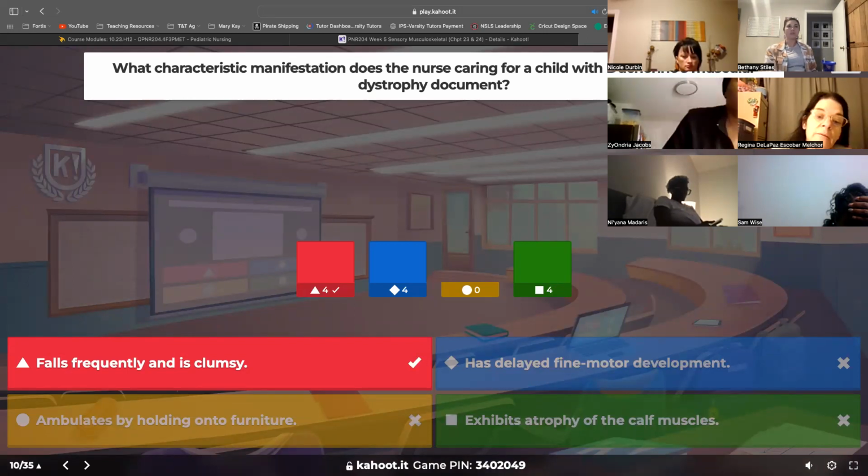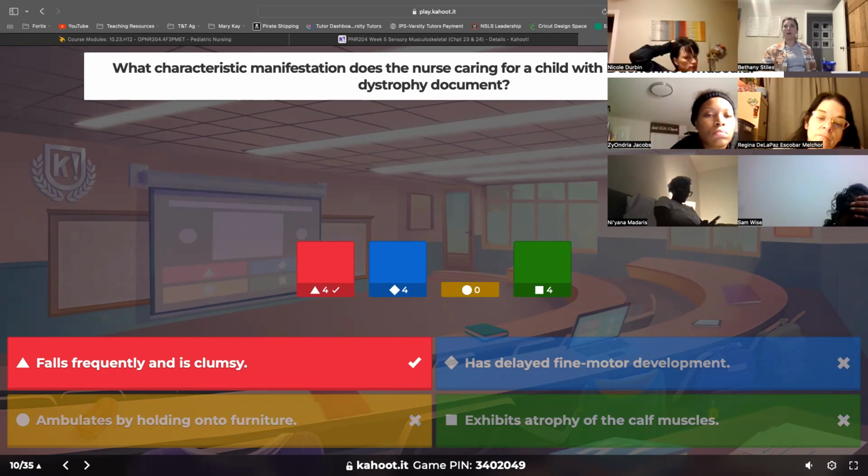Duchenne's muscular dystrophy is that progressive muscular disease. So you're going to see children that fall frequently or are classified as clumsy.